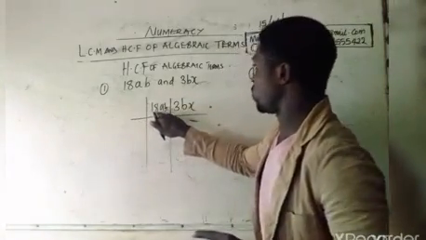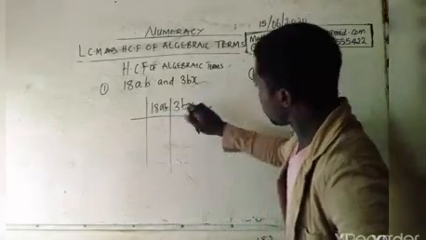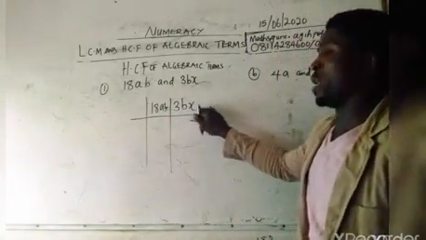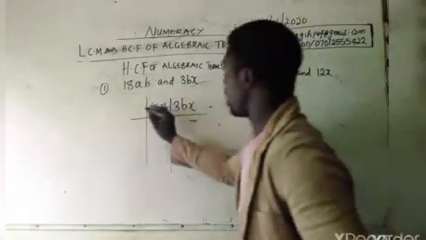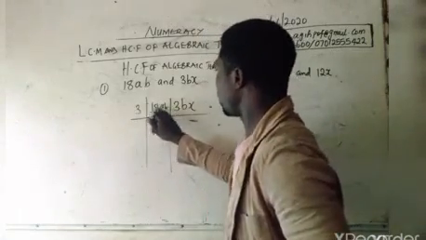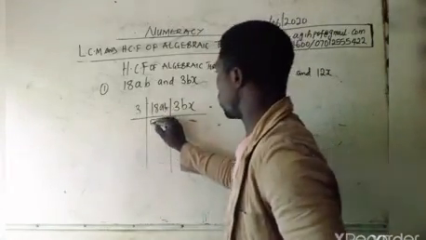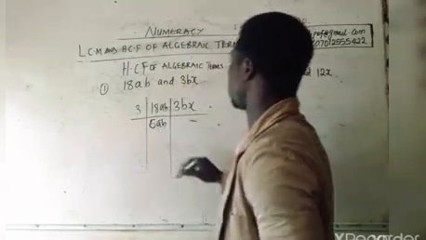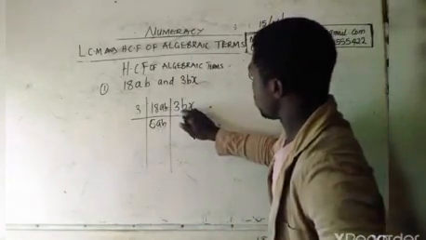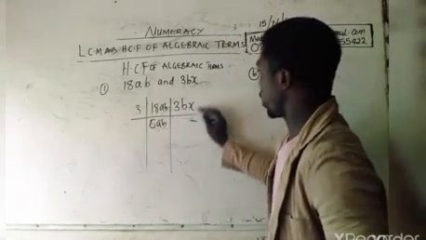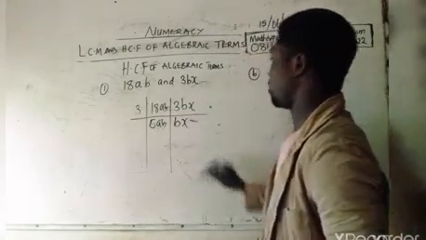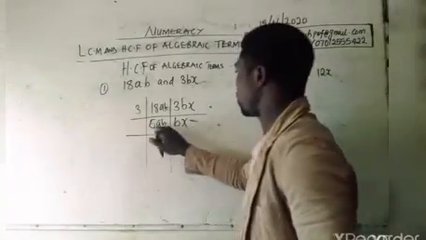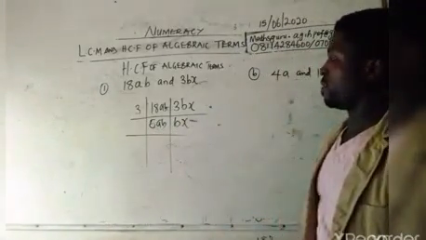3 can go into 18AB, and 3 can also go into 3BX. So, we have to consider 3. 18AB divided by 3 will give us 6AB. And 3BX divided by 3 will give us BX. Now we have 6AB and BX.